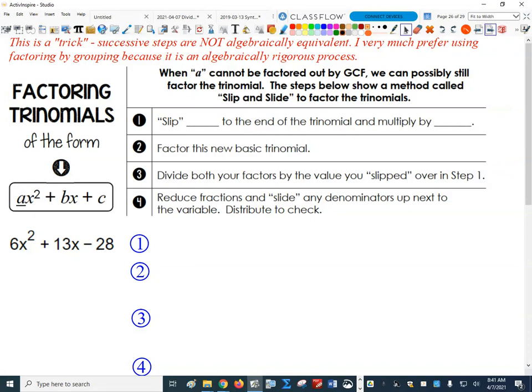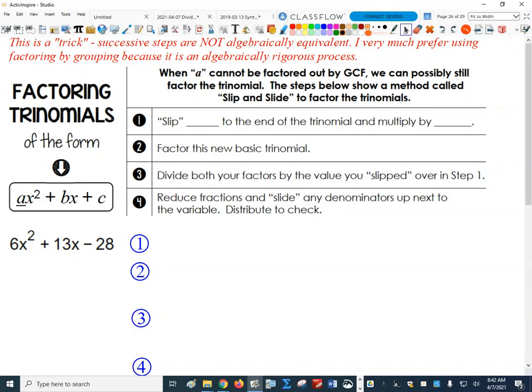So slip and slide, how does this work? If we're trying to factor a trinomial where A is not equal to 1, what do we always try to do first, before anything fancy like this? Greatest common factor. We always want to see if we can undistribute something. But we can't here, can we? This term doesn't have any x's to undistribute, and 13 is prime, so there's nothing that's going to divide into all those. Nothing to undistribute.